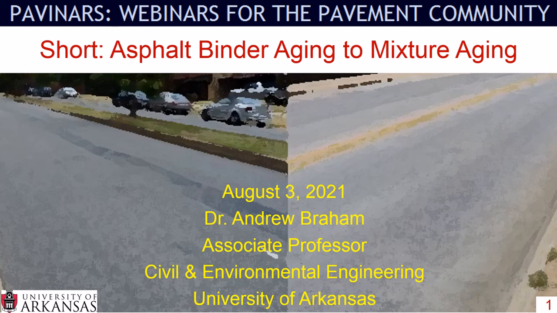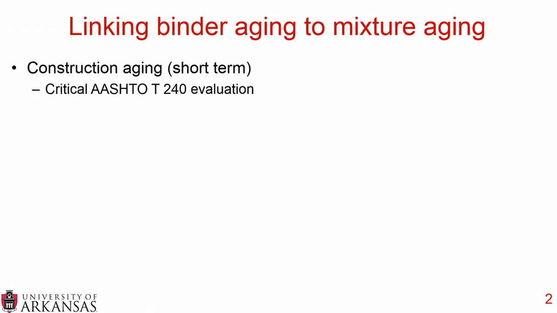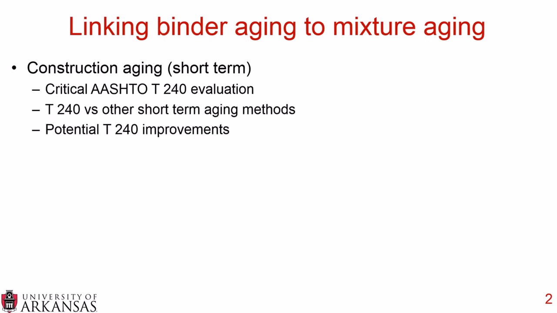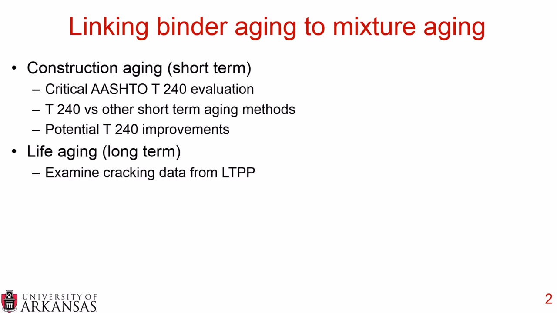Today we'll briefly talk about relating asphalt binder aging to mixture aging, as described in NCHRP Report 967. The objective of this report was to link binder aging to mixture aging. So they started looking at the aging during construction or short-term aging, and this involved a critical review of AASHTO T240. They also compared AASHTO T240 to other short-term aging methods, and they discussed some potential T240 improvements.